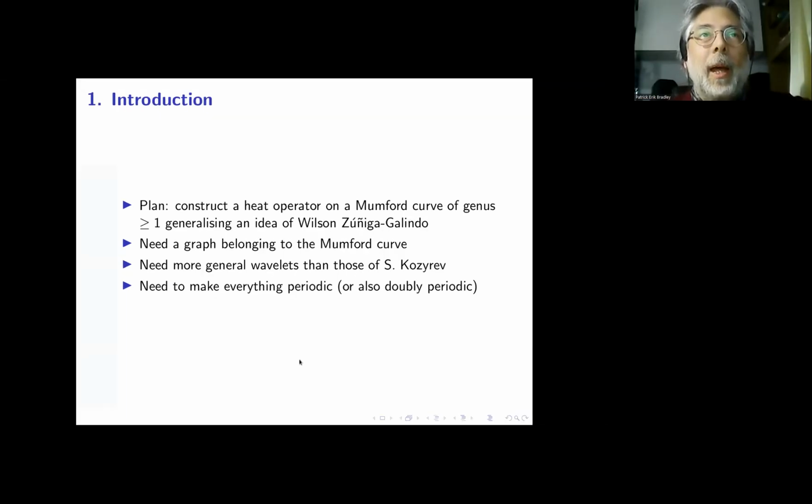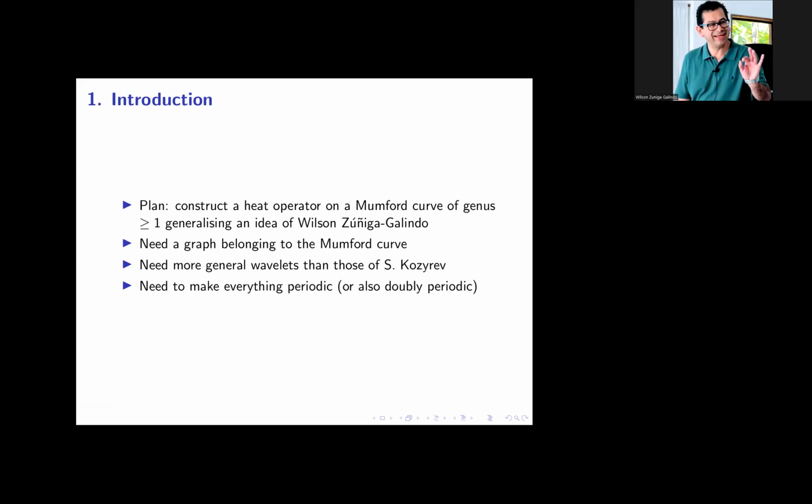Okay, and we need more general wavelets than those constructed by Sergei Kozyrev. And in the end, in order to have everything work on a Mumford curve, we need to make everything periodic or even doubly periodic.